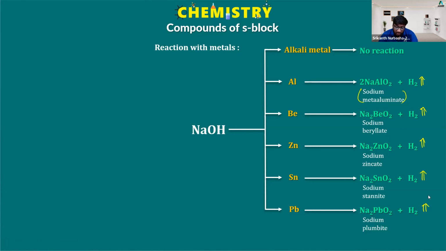Amphoteric metals will be reacting with NaOH to release H2 gas. Along with that, different other respective compounds are going to be formed. NaOH reacts with aluminum, beryllium, zinc, tin, lead to form H2 gas. Along with that, sodium meta-aluminate, sodium berylate, sodium zincate, sodium stannite, and sodium plumbite are going to be obtained.